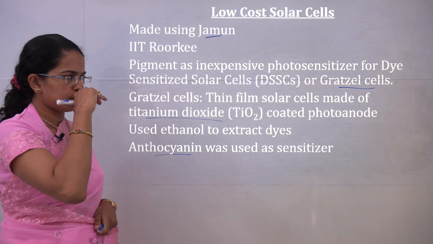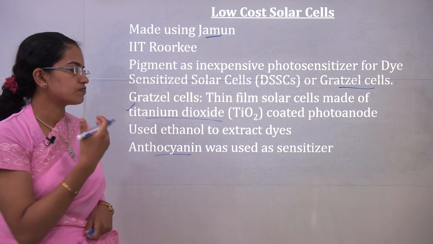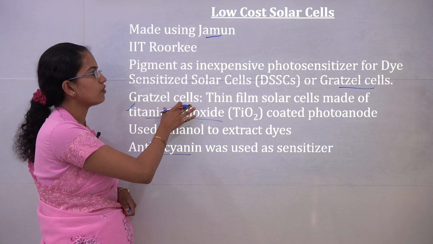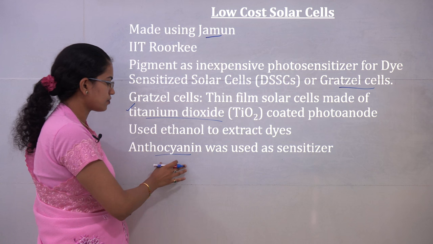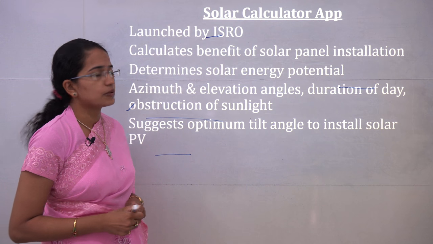So that is very, very important. So it was till now the titanium oxide that these Grunzel cells were made of, and they are trying to make it from anthocyanin. The next is solar calculator app.